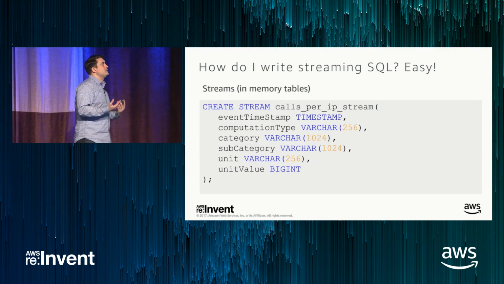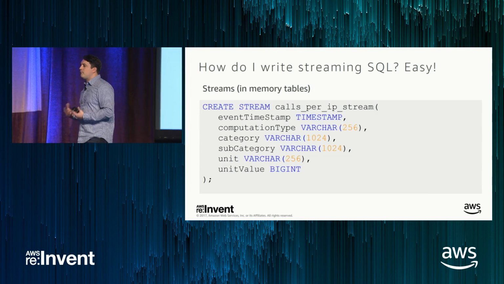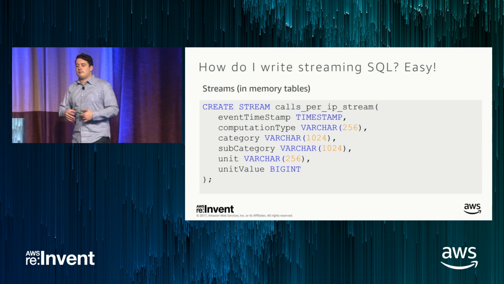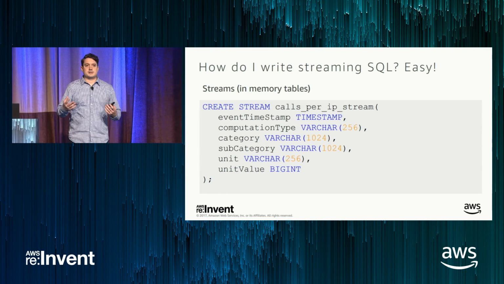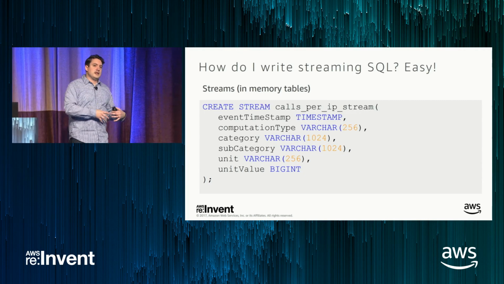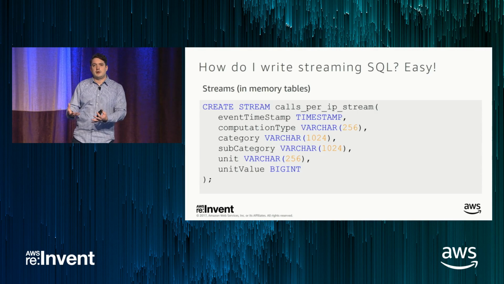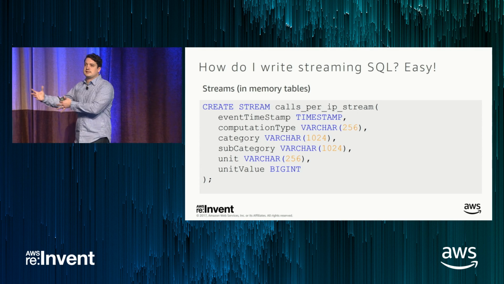So how do I write streaming SQL code? What does it look like? There are three primary components when you build a Kinesis data analytics application: the source, the code, and the destination. We will continuously read data from the source, continuously process that data with your code, and continuously emit the results to the destination that you've configured.